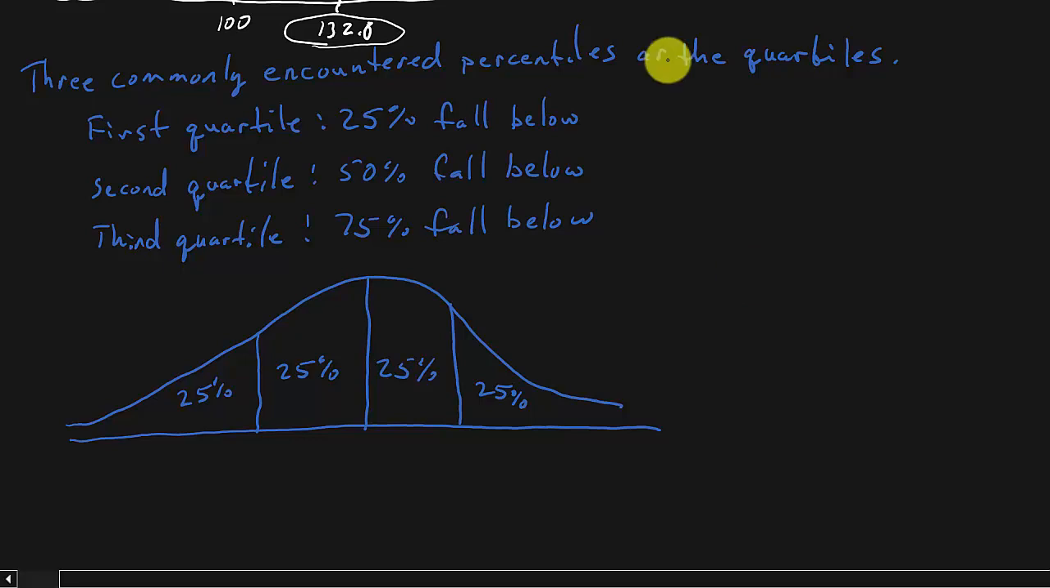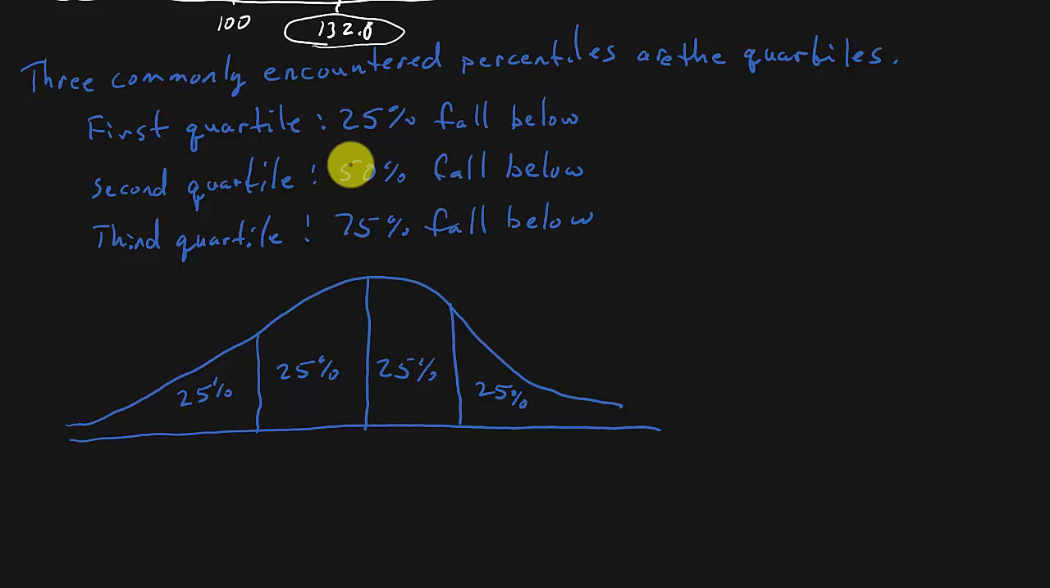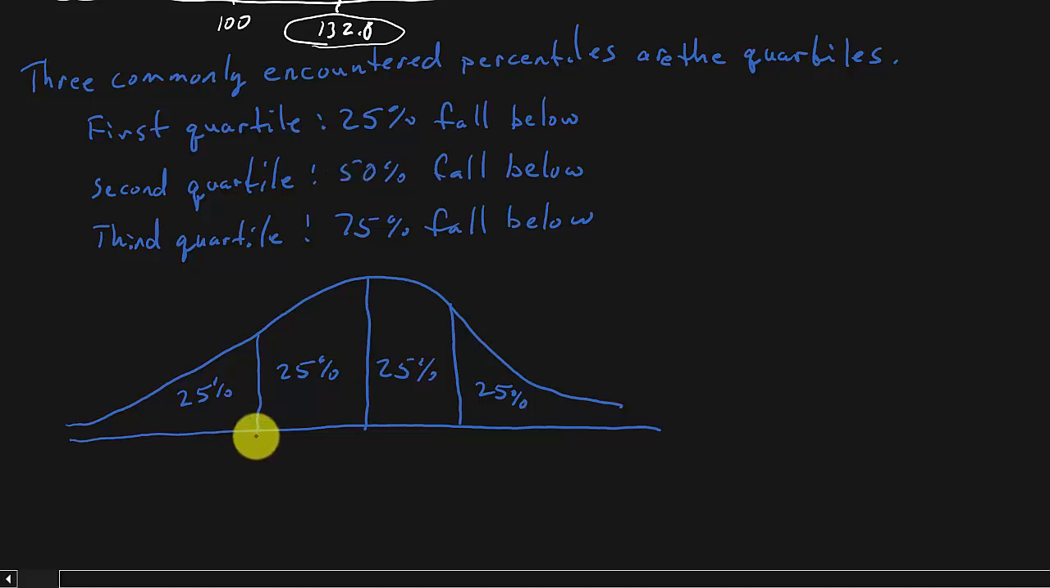I'm going to put my E there, or the quartiles. So the first, second, and third quartile. So the first quartile, well, what does that mean? The first quartile means 25% of the data fall below the first quartile. And this right here would be your first quartile. This would be your second quartile, and this would be your third quartile.